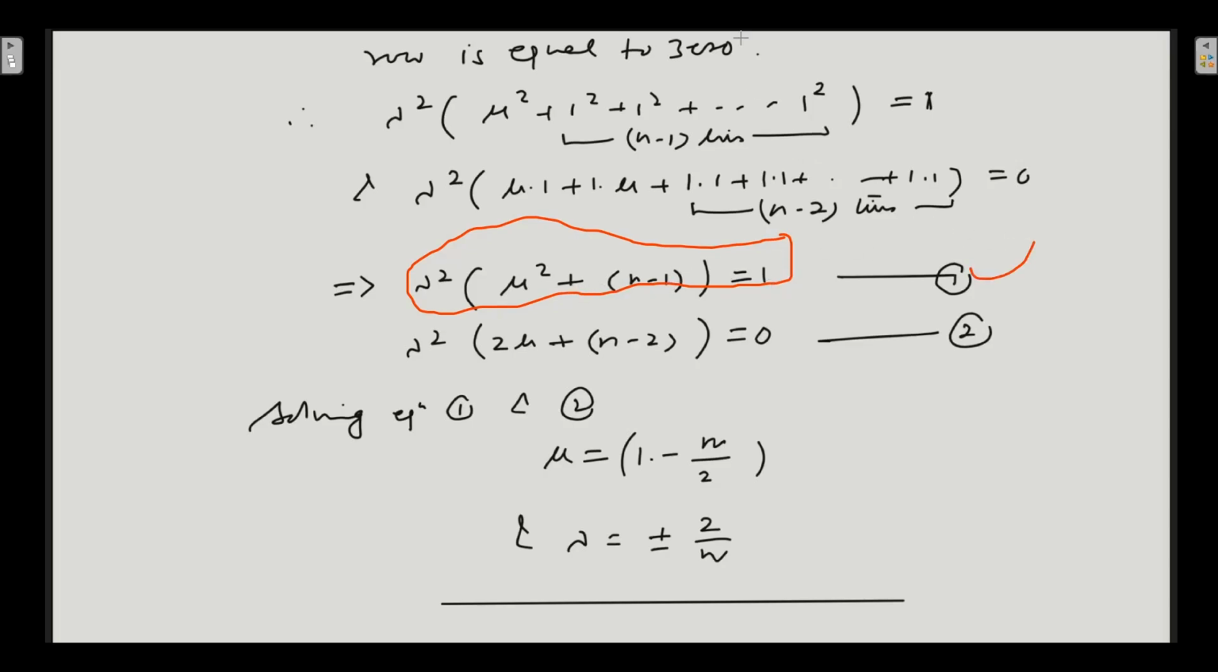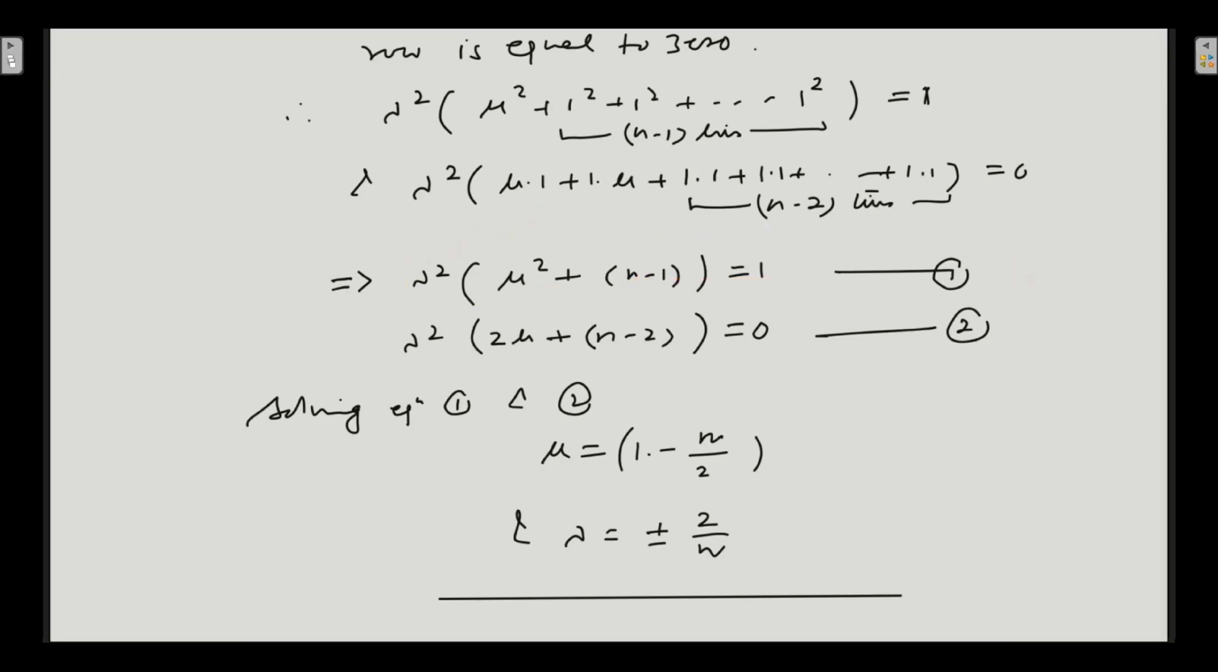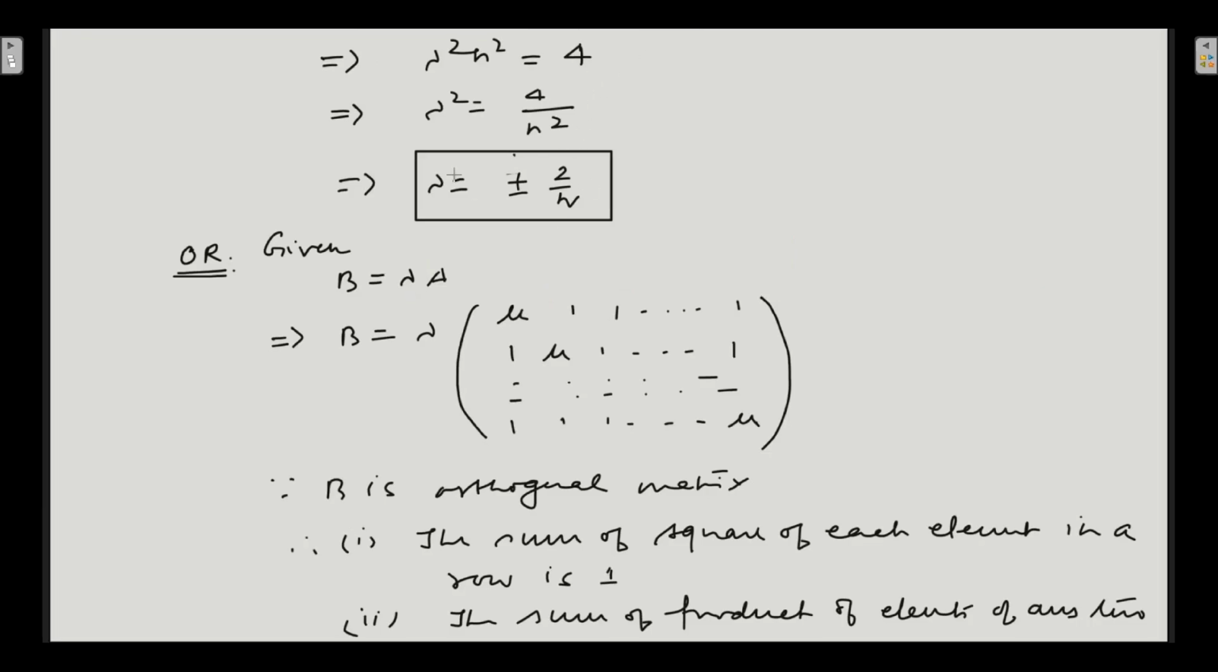This is the first equation which we will get from here. Now let us try to evaluate the second equation. So the second equation, this element will get multiplied with this element, then this element will get multiplied by this, then this element with this, up to the last, this element with this, and we will add these elements.